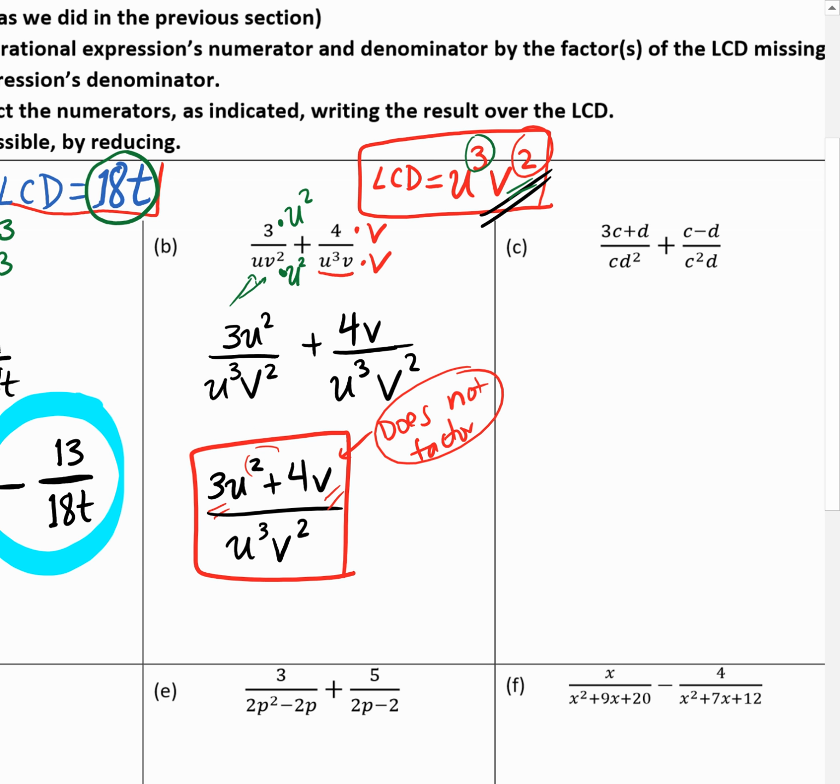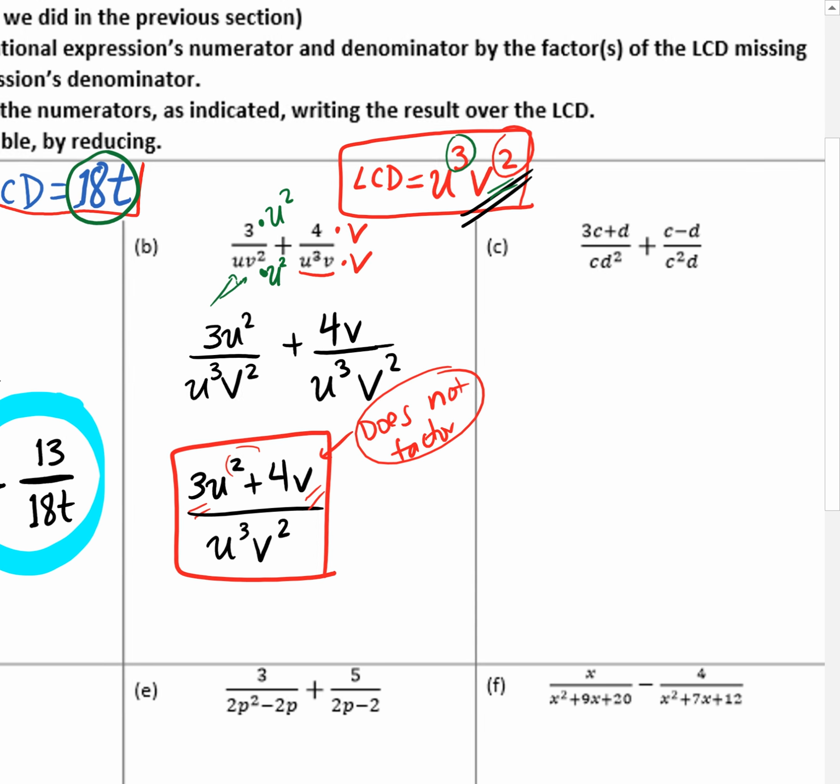Actually, a lot of these problems cannot be reduced. So keep in mind, let's say about half the problems will be able to reduce, half of them won't. So just like this one, half of the problems, once you add them or subtract them, there's nothing you can do. You might try to factor, but it won't do anything, or it won't work.